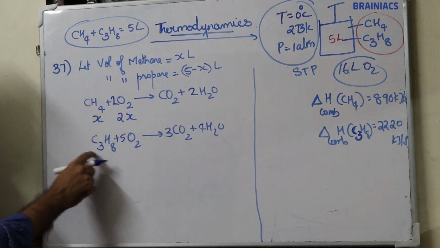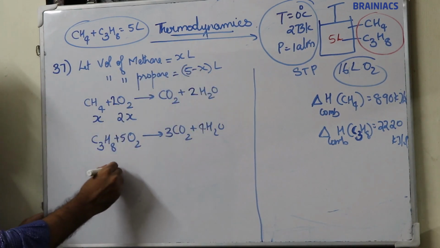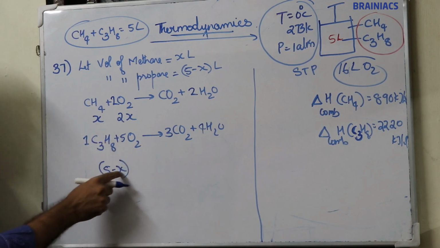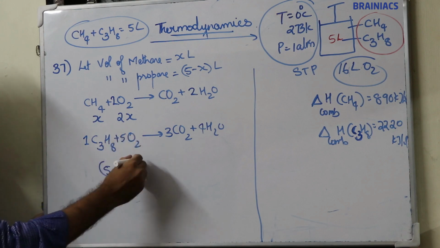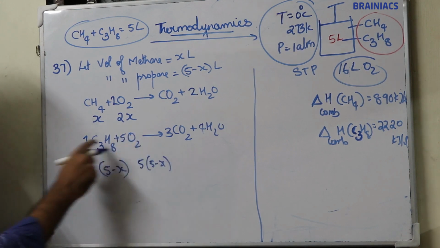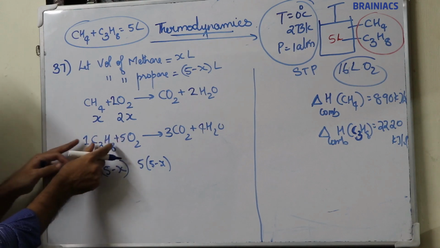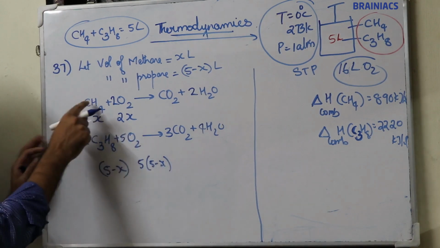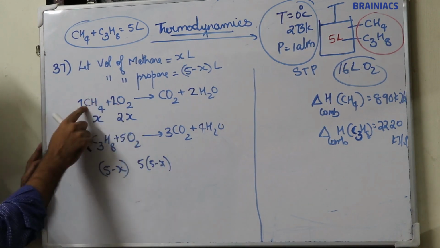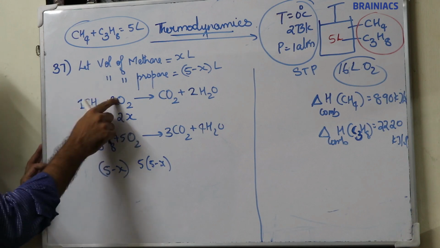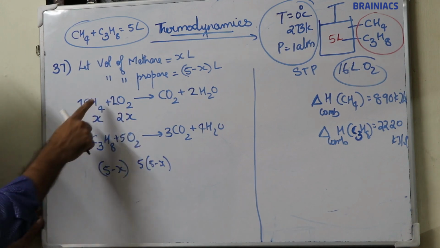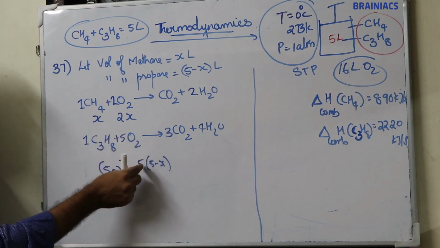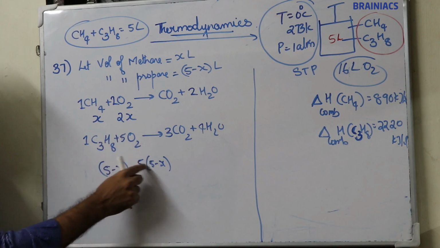Now what is the volume of propane? Propane is 5 minus x liters. So what is the volume of 5O2? It is 5 into 5 minus x, because here the ratio is 1:5. Earlier it was 1:2, so if the volume of methane is x, the volume of oxygen is 2x. Similarly, if the volume of propane is 5 minus x, then the volume of oxygen is 5 into 5 minus x.